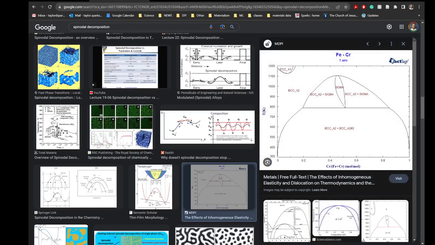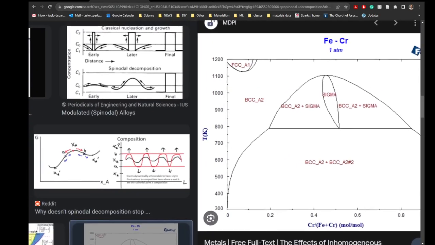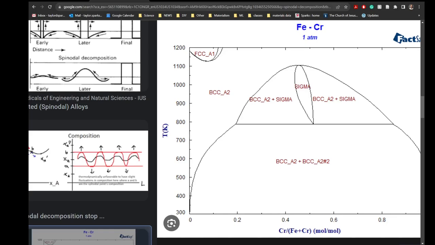Right here. So this is showing you, it's not even showing you liquid. It doesn't go high enough to show you. But as you combine iron and chrome, way up there is liquid. We didn't see liquid on this diagram.